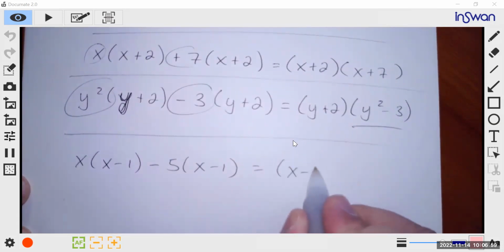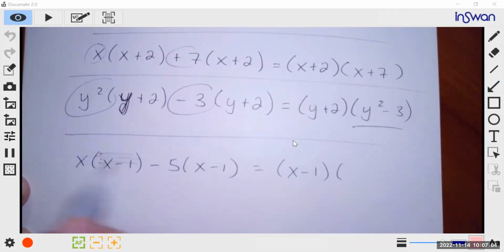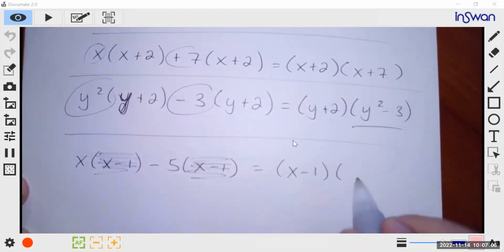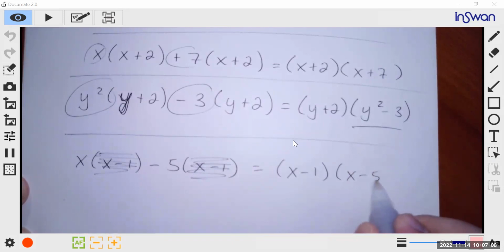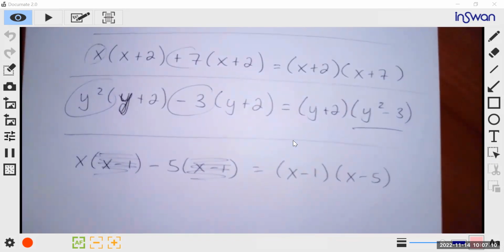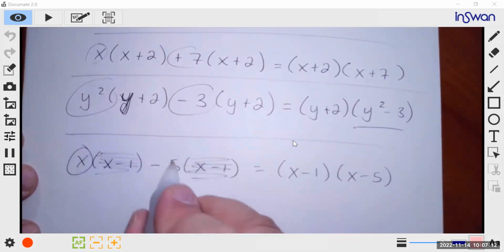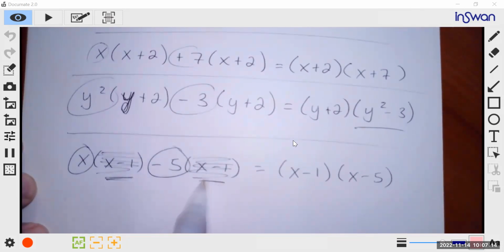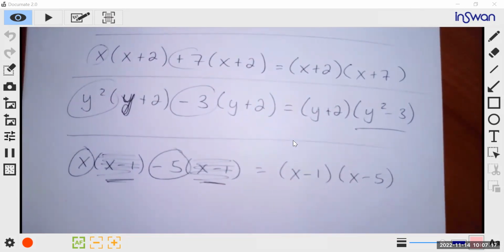They both have an X minus 1 in common. So the X minus 1s are gone. What do I have left? The coefficients. The coefficients will go in. If these terms are the same, the coefficients belong in their own parentheses.